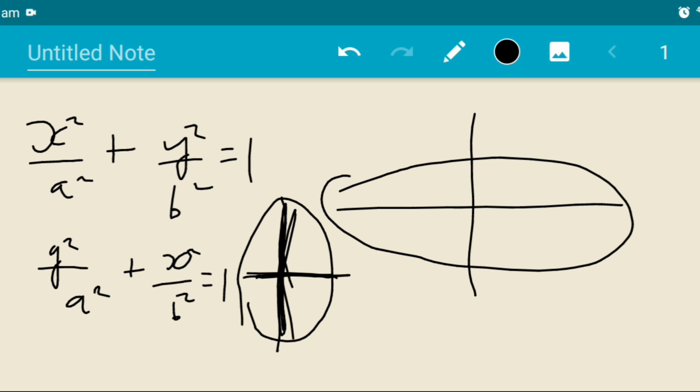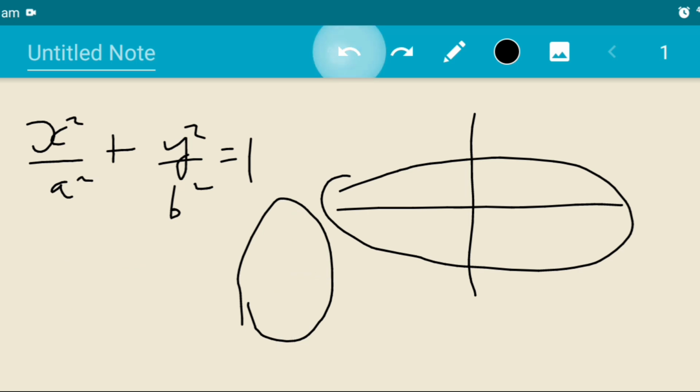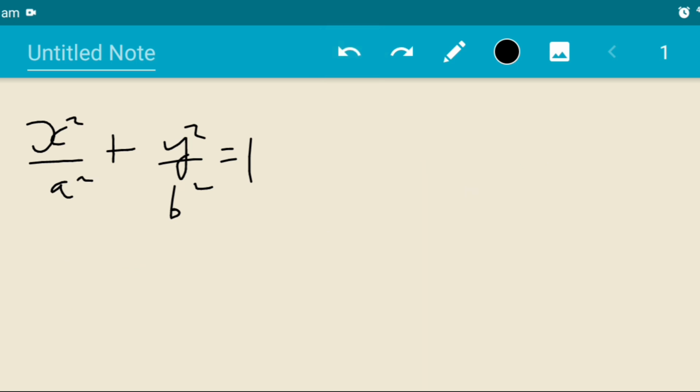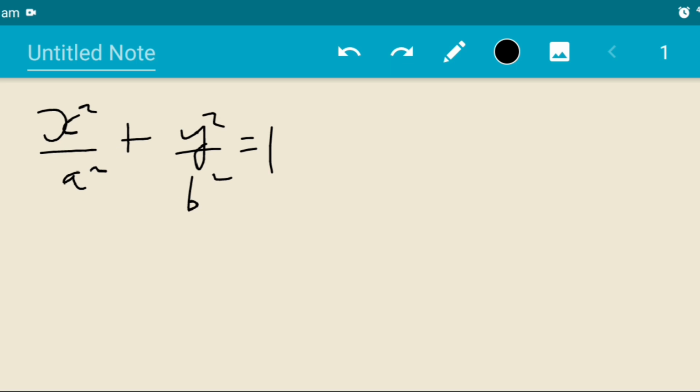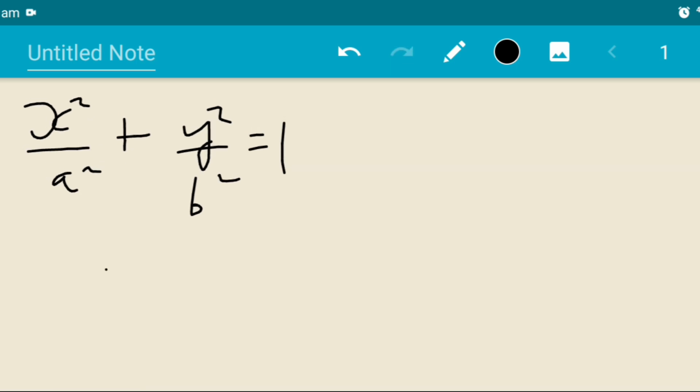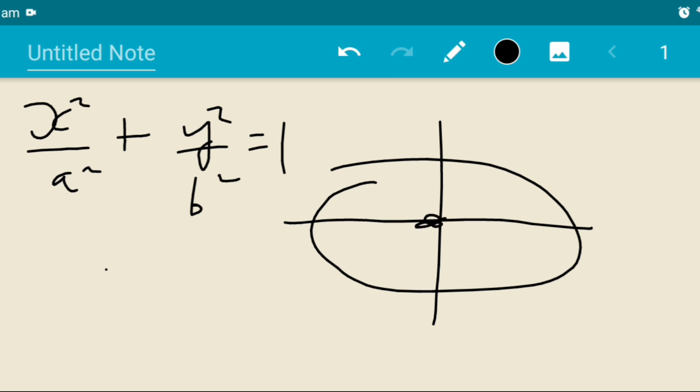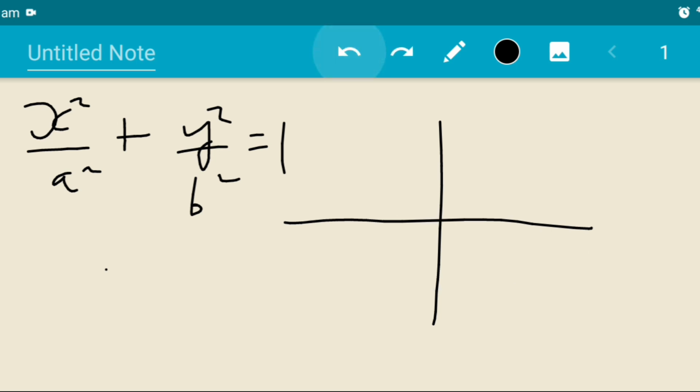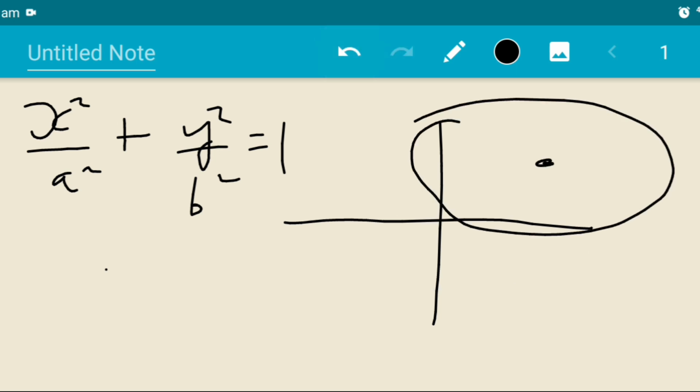Now, because we're talking about shifted conic sections here, everything that we did in the previous videos is just going to be the same. It's just going to be applied here. If this is your xy axis, then we're talking about a shifted ellipse. It's not going to be centered at the origin, but somewhere else. It can be here, it can be there, wherever it may be, as long as it is shifted.